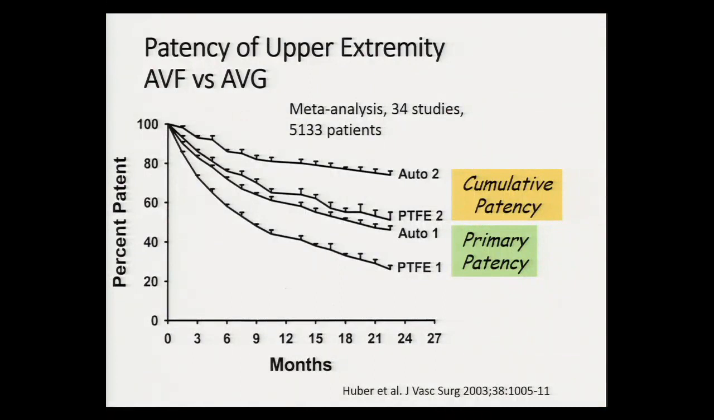Cumulative patency is the overall life of an access until it either clots and cannot be declotted, or until it requires surgery to maintain patency. So at 2 years, probably 40% of the grafts are gone. So I tell my patients, the half-life of a graft is roughly 2 years. After 2 years, almost half of them are gone. Much better with the autologous vein.